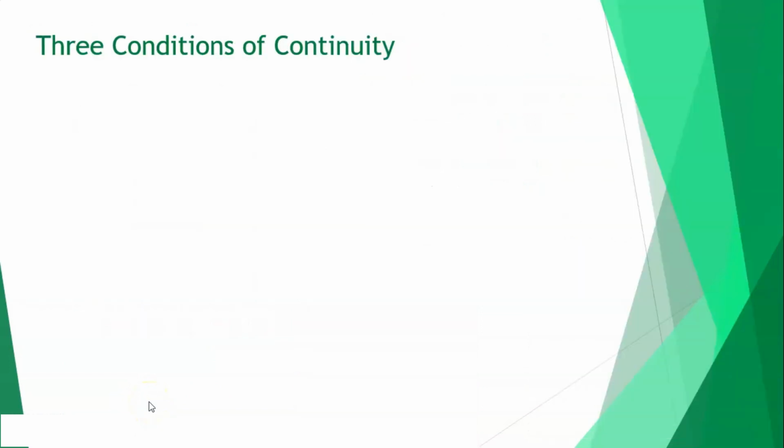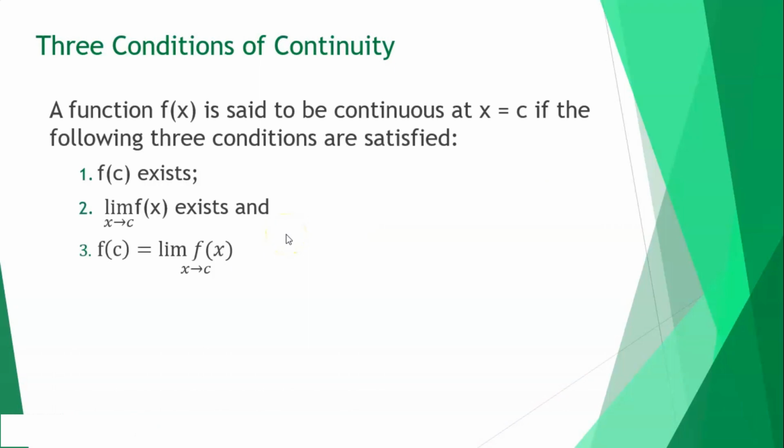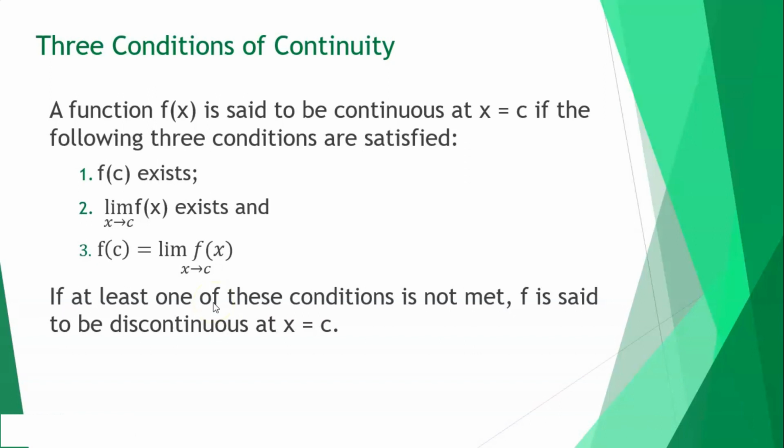Now, there are conditions that guarantee a graph is a continuous graph. Number one, f of c exists. Number two, the limit of the function as x approaches c exists. And the values for number one and number two are equal. Now, if one of these conditions is not met, the function is said to be discontinuous at x equals c.